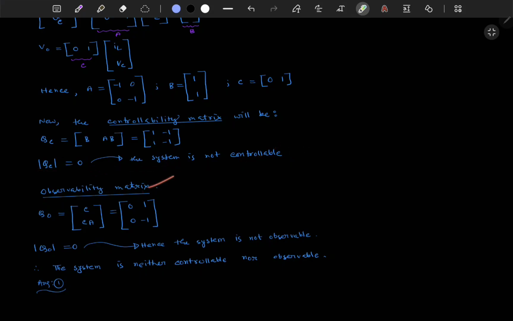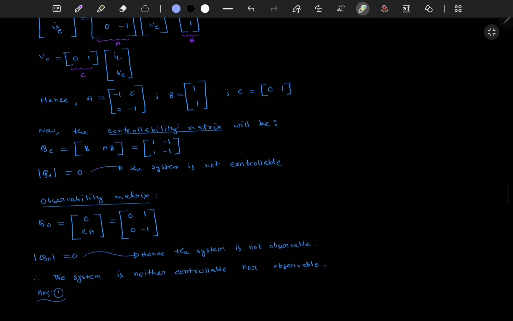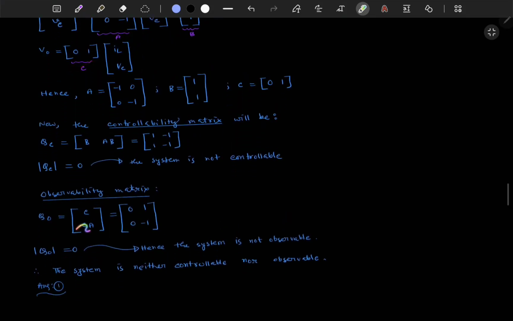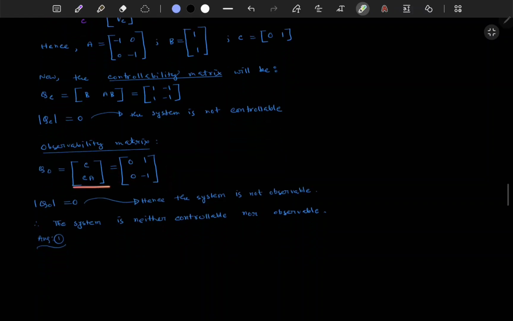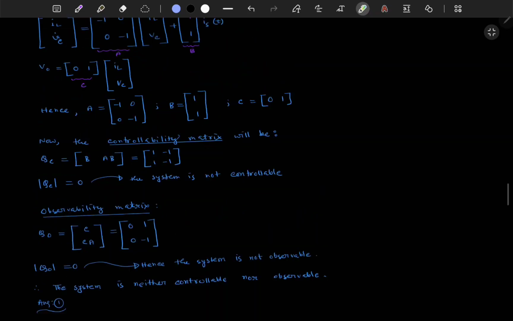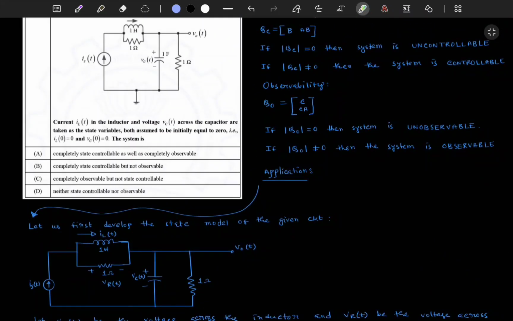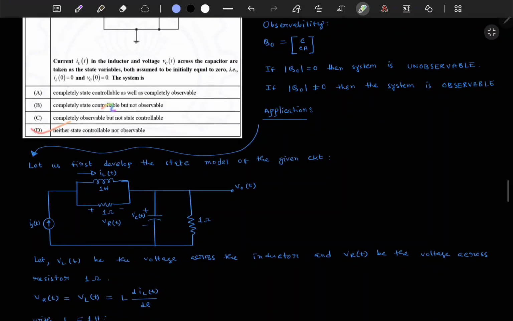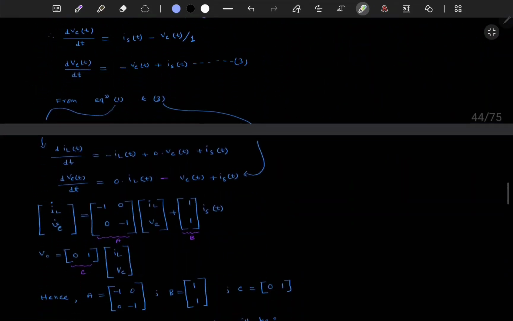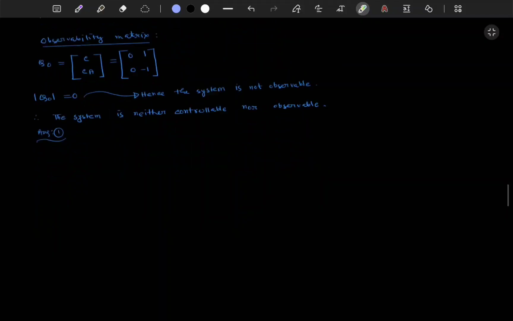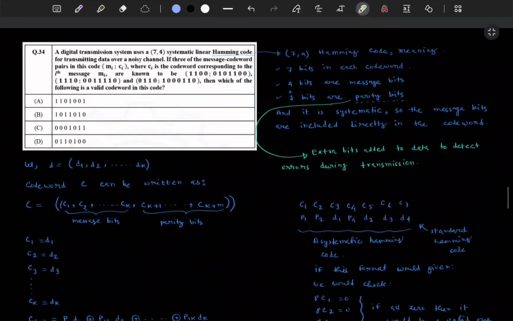And for the observability matrix, we can see C, and C into A. If we multiply, this matrix will come. If we take the mod, it is also 0, then we can conclude the system is not observable either. So here it is neither controllable nor observable. I think you understand the concepts. Thank you. And then the next question.